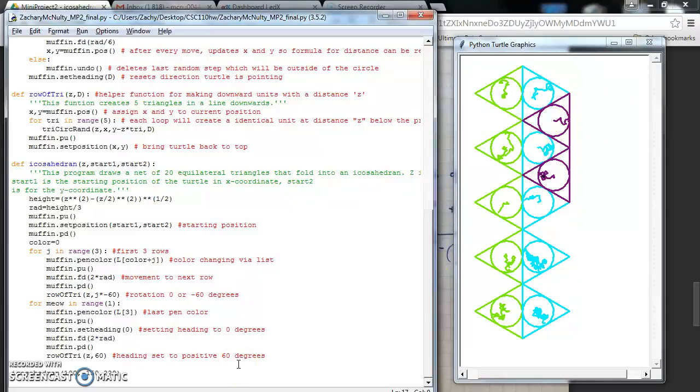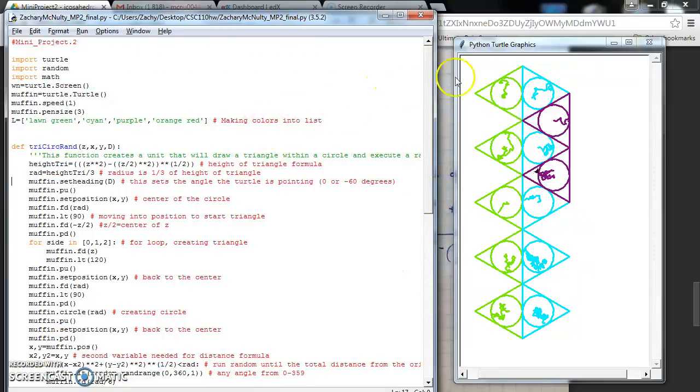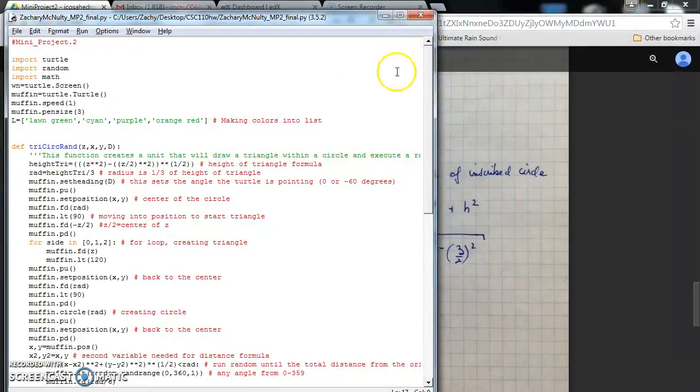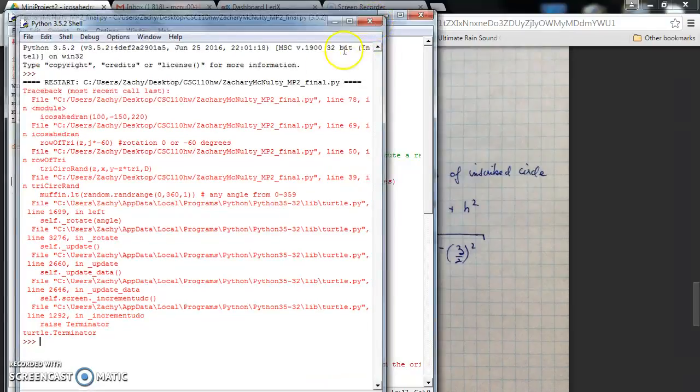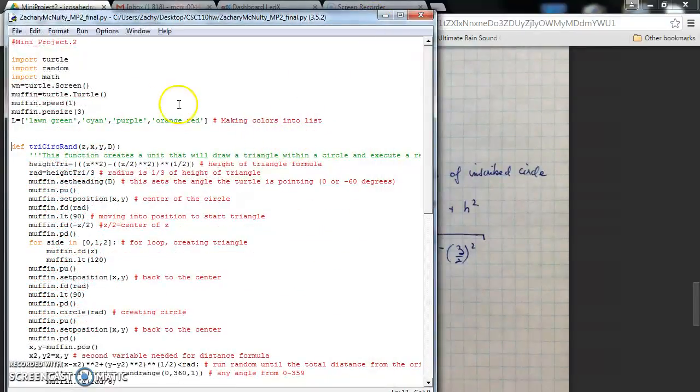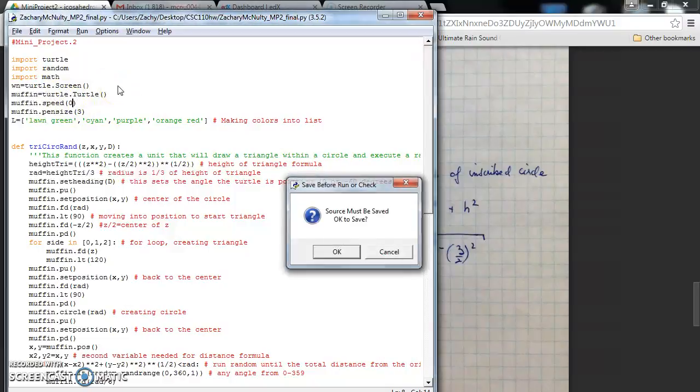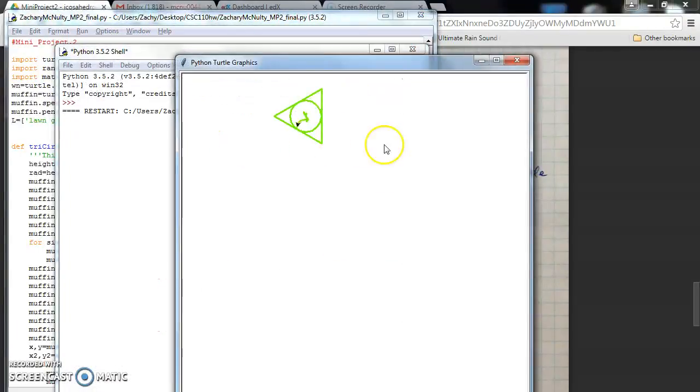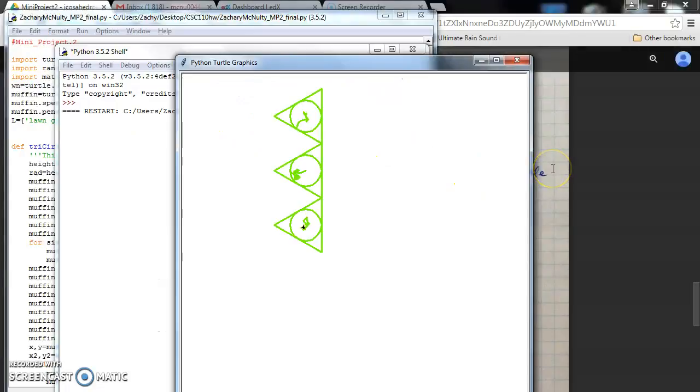So I'm going to run it for you at full speed. Here's my input. Oh, sorry. The side of my triangle is at 100, X is at negative 150, and Y is at 220. Up to the top. Get out of here, turtle. Change the speed to 0, extra fast, and there it goes.